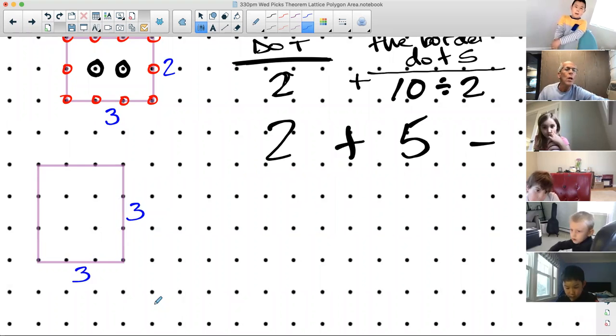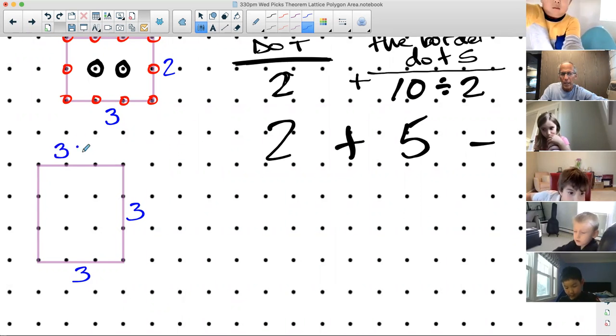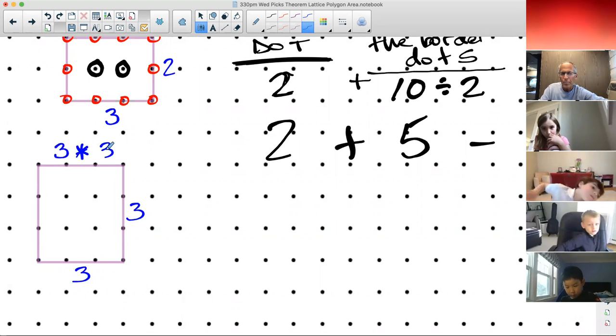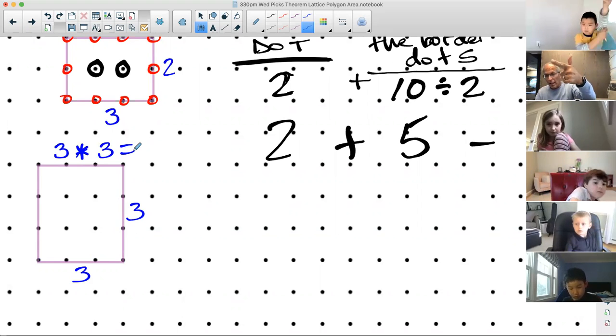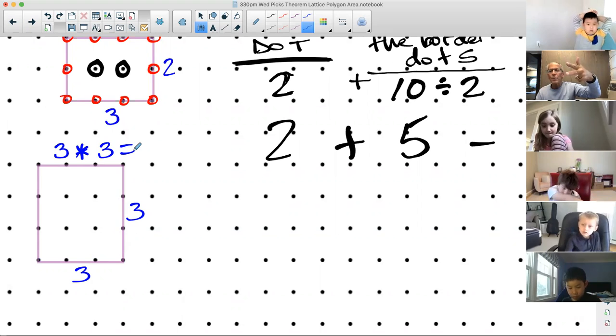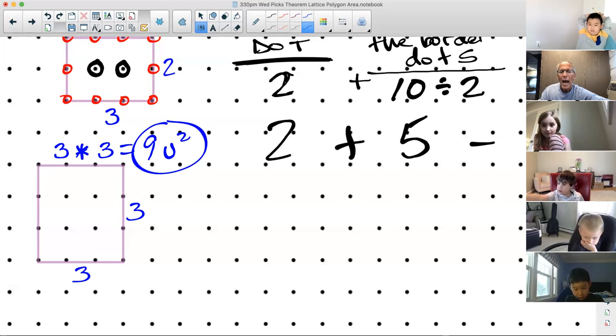Now, who knows how to multiply 3 times 3? Don't say it out loud. If you need to count by 3s, you can go 3 and then add 3 and then add 3 more. Say it, guys, on 3. 1, 2, 3. 9. 9 square units.